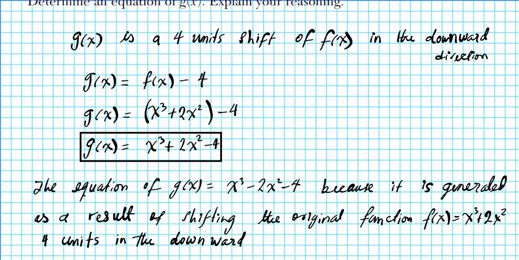So when they ask you to explain, all you just have to do is explain your work. Just contextualize it. Just put it in word form, and then you should be good, okay? So this is basically the explanation as to why this equation is a representation of g of x.